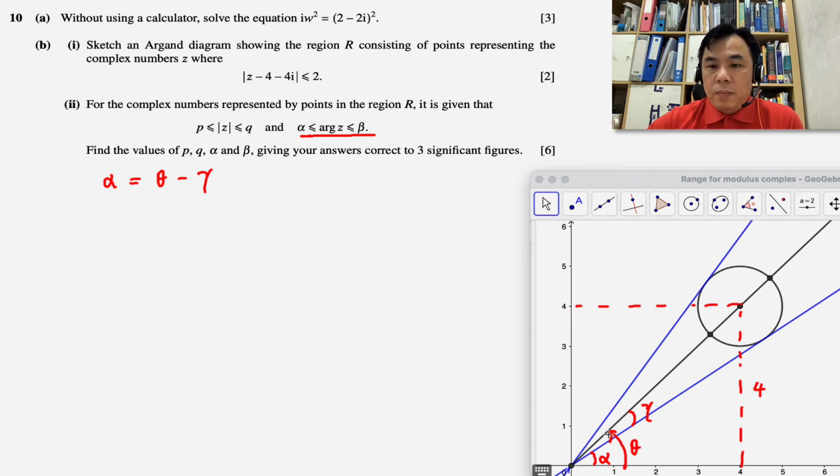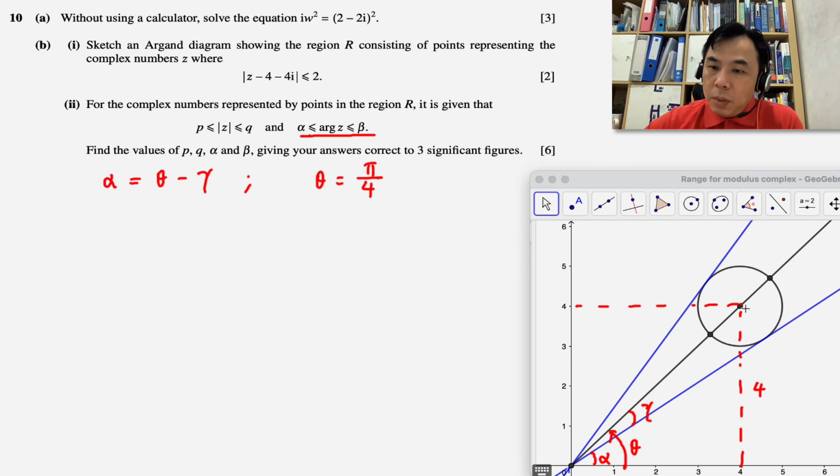Therefore, I would say it's very clear that theta is 45 degrees, right? So from there, we can conclude that theta is 45 degrees. I'm going to write it down in radian measure, so that it will be pi over 4. Now, the only concern is the gamma.